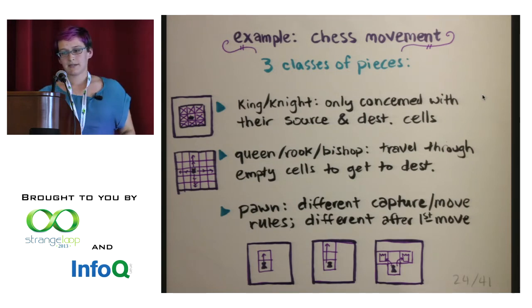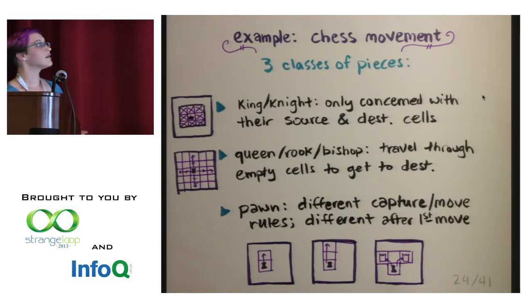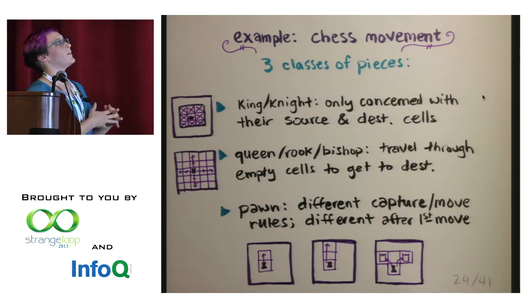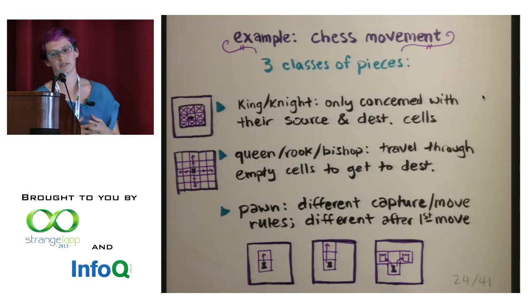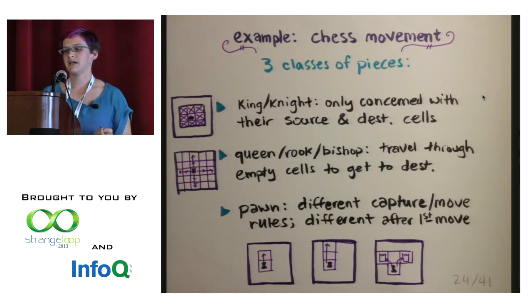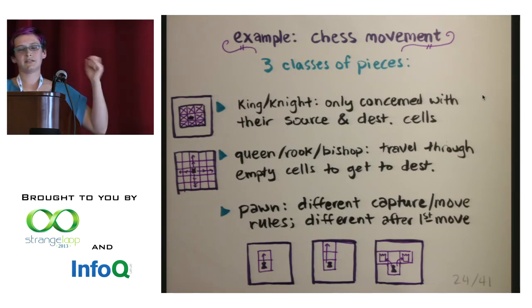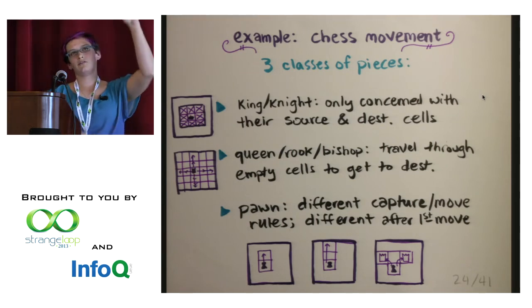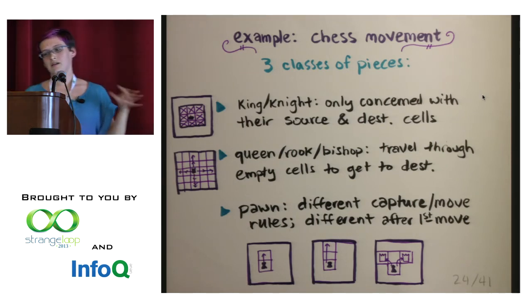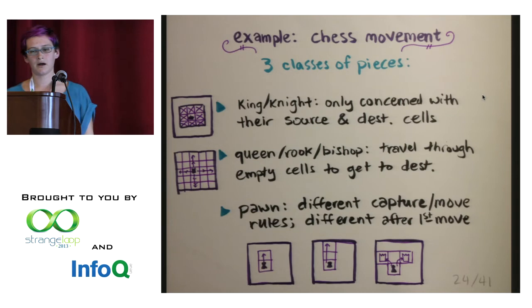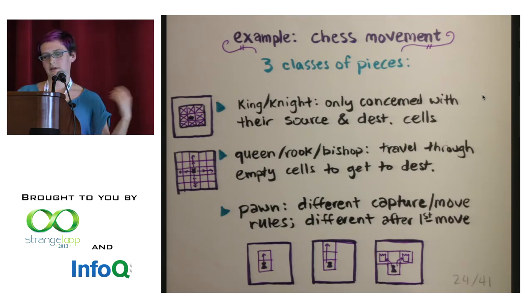I've grouped pieces into 3 different classes. So they're the pieces that move like the king and the knight, which are basically only concerned with their source and destination cells. Those are kind of the easy cases. Then there's the pieces that can move arbitrary distances in any direction if those are free. Those are a little bit more complex to code up. They use the same trick. And then there's pawns, which are just kind of weird.